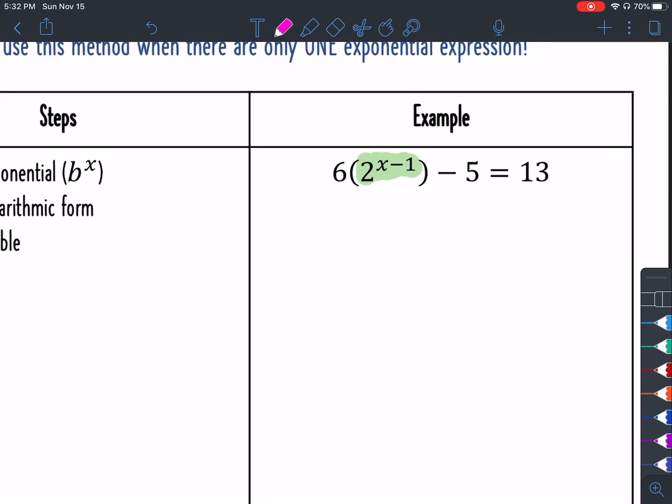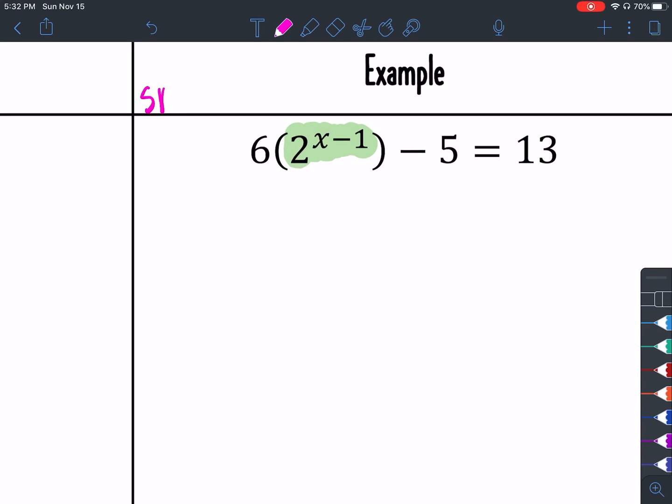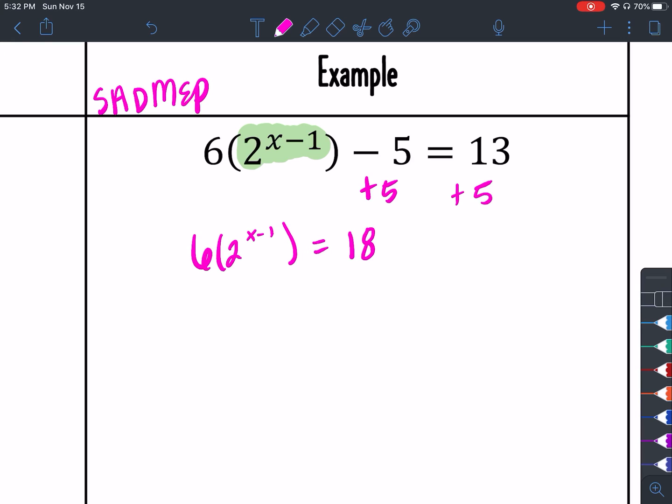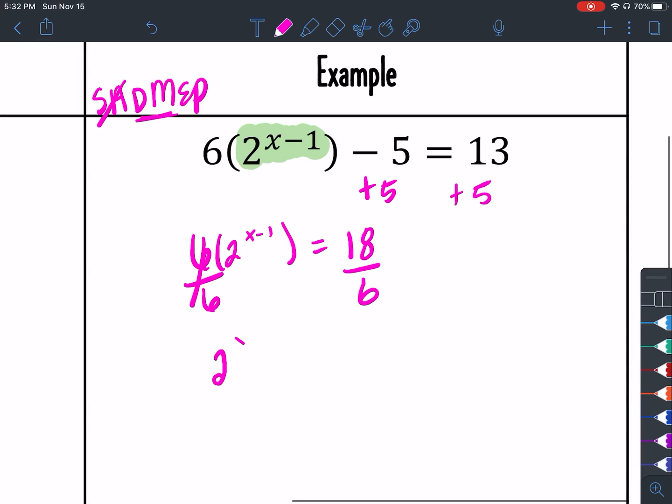The first thing we're going to do is isolate. I like to use the acronym SADMEP to help me isolate. See, backwards order of operations. First, is there anything I could add or subtract to the other side? I see that I have a plus 5. Now that I've done that, I go to division and multiplication. I can divide both sides by 6. And we're here. If you've been following along, we've gotten to the point where the exponential itself is isolated.